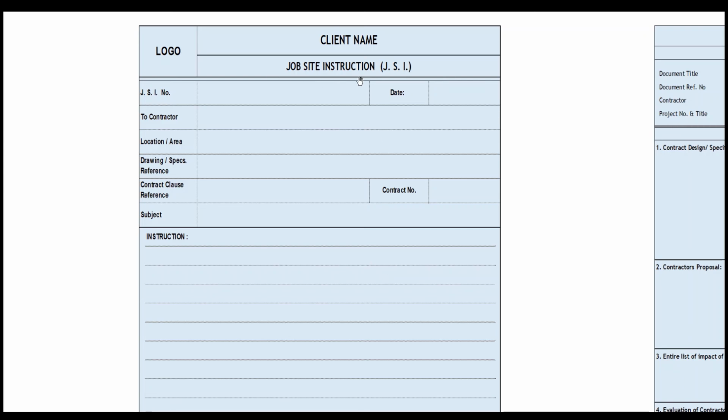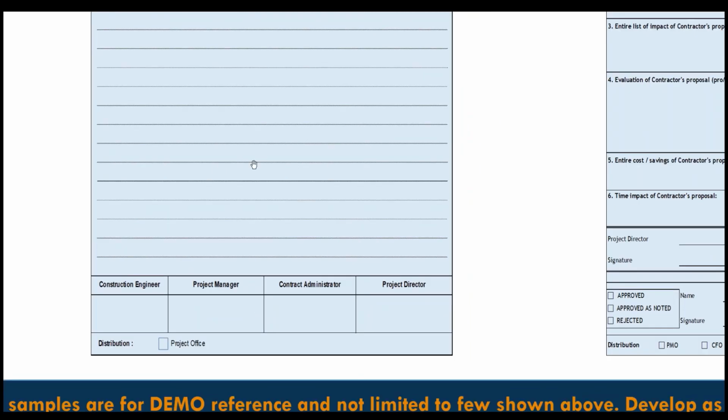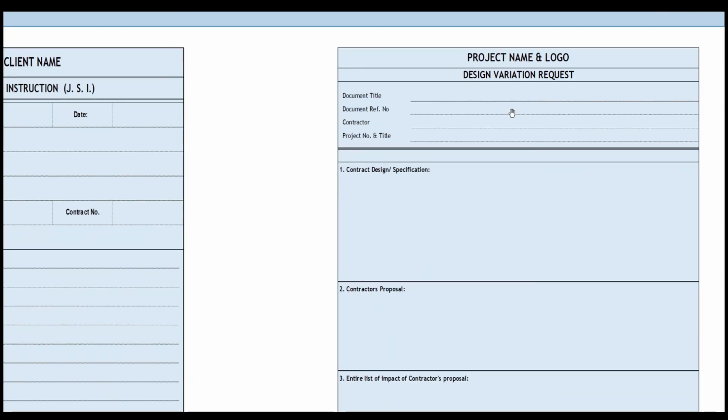For any verbal instruction given at the site, we use a form called job site instruction, where the instruction given at site is captured and recorded for future reference: what instructions the client, the PMC or the consultant has given to the contractor at site. Using this form, these instructions are recorded, scanned and uploaded onto the document management system for future records and reference. Then design variation requests.